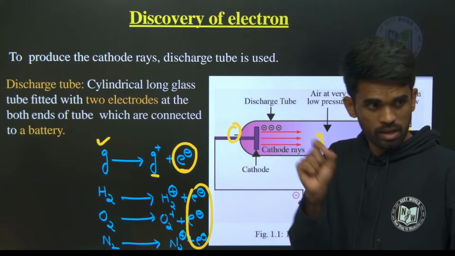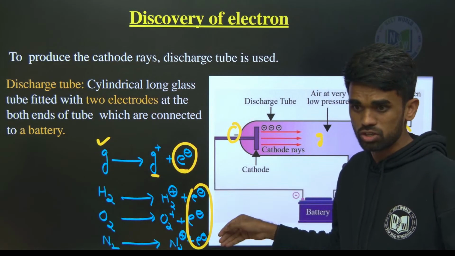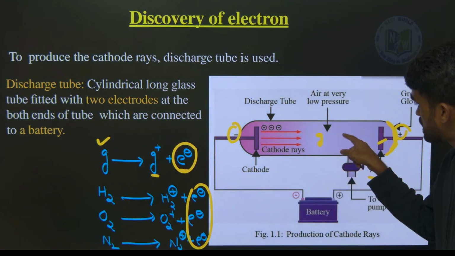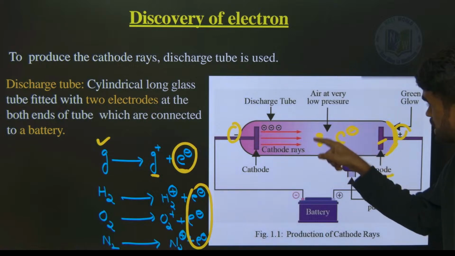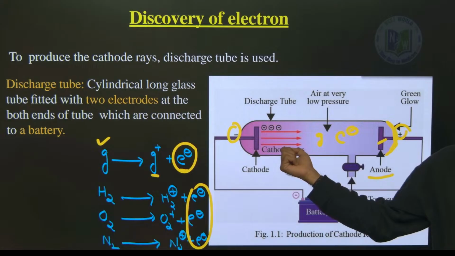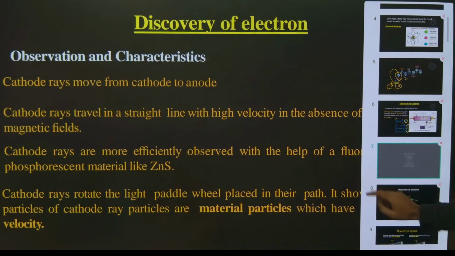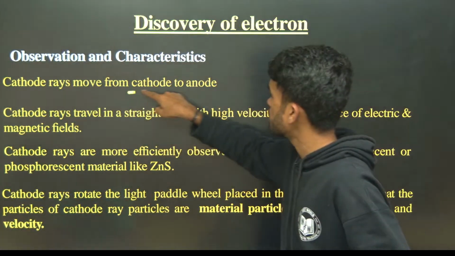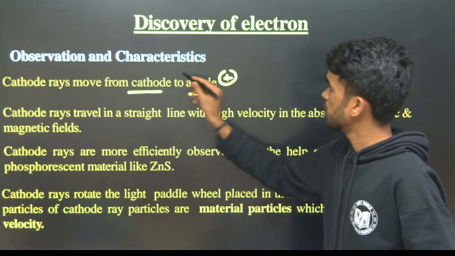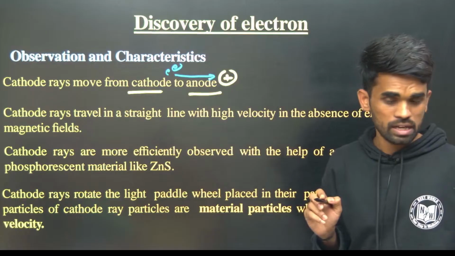Same charged species like e minus, that are electrons. Now what I can say is that the electrons emitted from the gas are independent of the gas taken in the tube. Now just see these points to be noted here. Cathode rays move from cathode to anode. Anode means positive terminal, so it means the electrons are moving from cathode to anode. Will you agree with this statement?